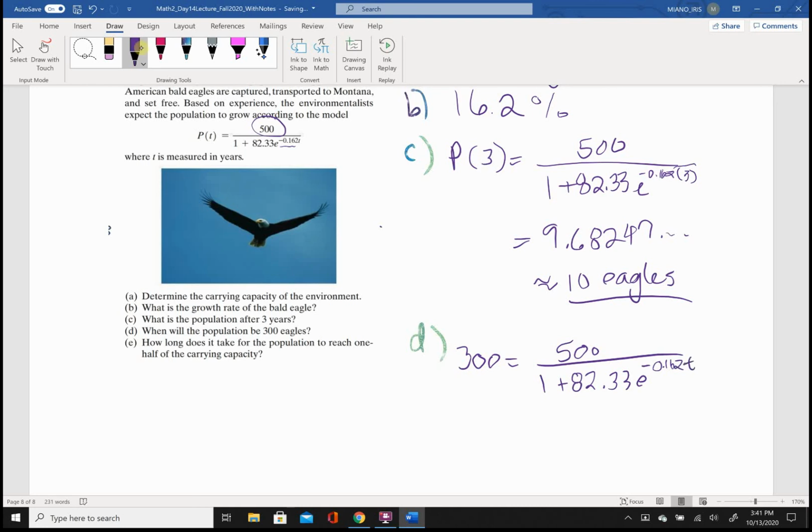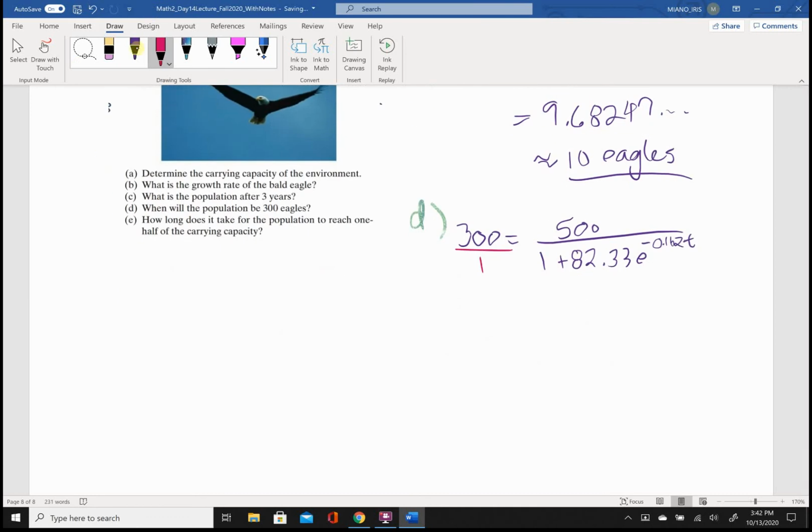Well, you'll want to recognize that the t that you're trying to solve for is in an exponent, and it's in a denominator space, so it's kind of a double whammy as far as being hidden. First thing we want to do is put this 300 over a 1 and then flip both sides of the equation. Believe it or not, this is what you want to do. So that'll have you 1 over 300 on one side, and then 1 plus 82.33 e to the negative 0.162 t all over 500. Now you can multiply both sides by 500 and then also reduce the fraction.